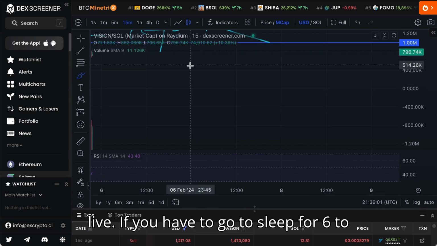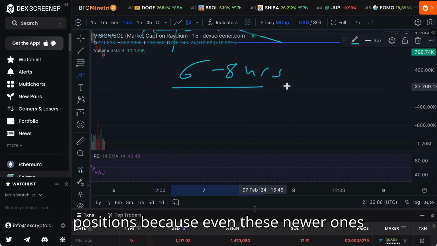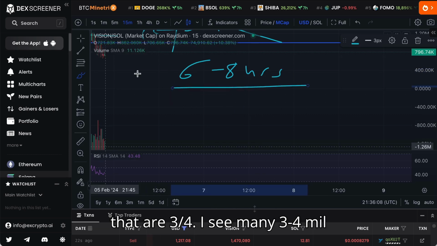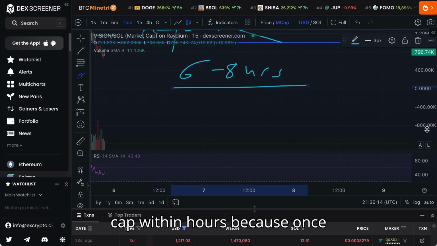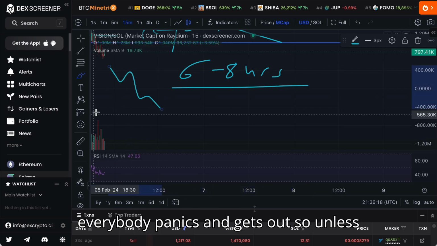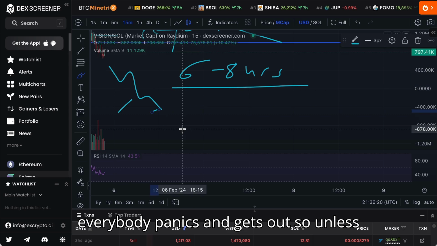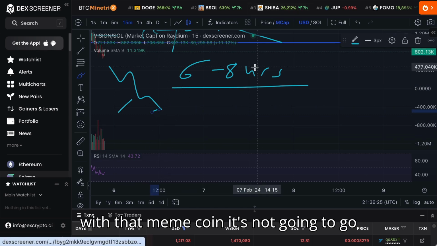If you have to go to sleep for 6 to 8 hours, be very careful holding positions, because even these newer ones that are at 3-4 mil, I see many 3-4 mil market cap coins turn into 200,000 market cap within hours. Because once selling starts and the stairs go down, everybody panics and gets out. So unless there's new interest and real longevity with that meme coin, it's not going to go well.